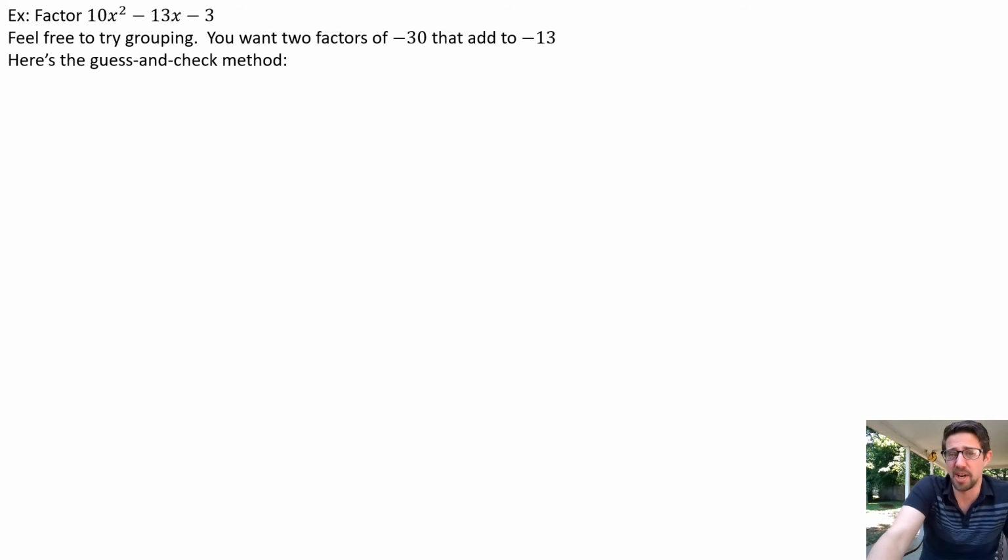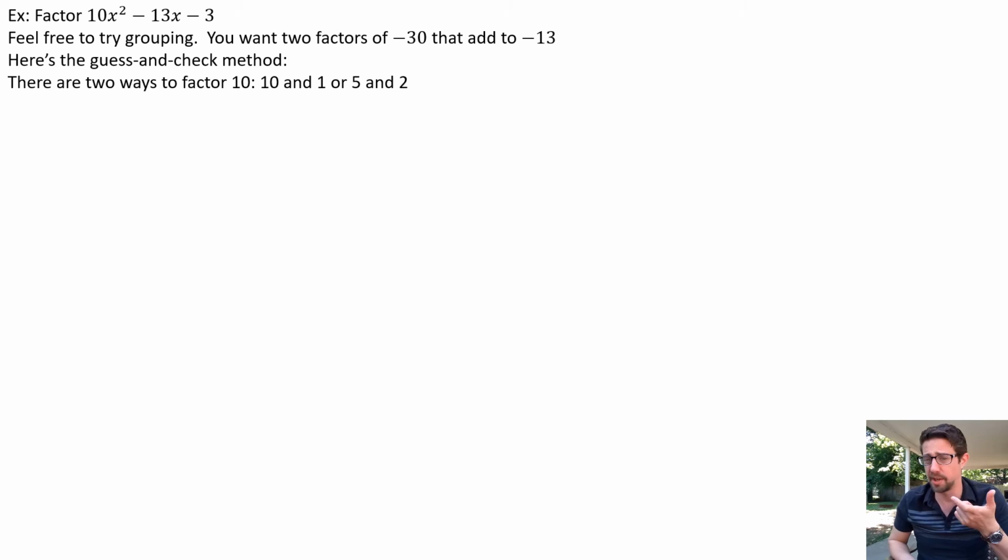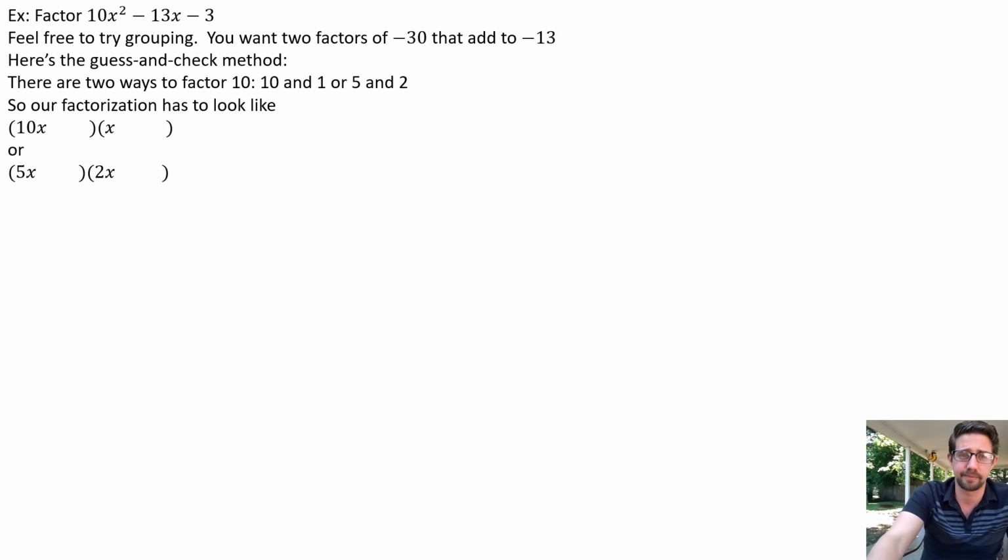And you literally would write this down. So there are only 2 ways to factor 10. 1 and itself or 2 and 5. So whatever our factorization is, it has to look like one of those 2 things, right? It has to.